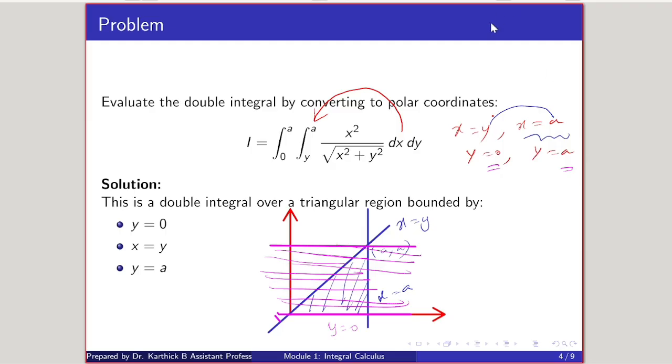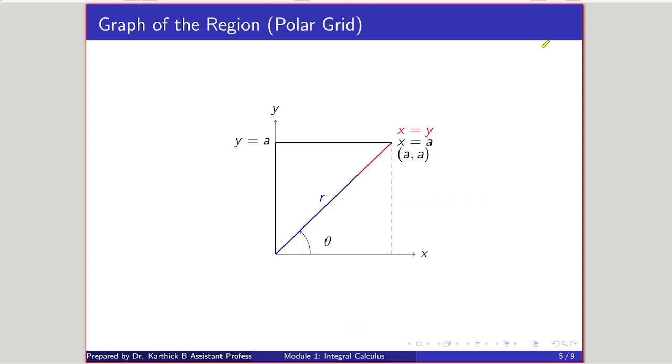If you see the overlapping area, you will find this will be the common region. Since I have given a clear version, here this will be y equal to 0, here it will be x equal to a, and this will be x equal to y. So this will be a common region.